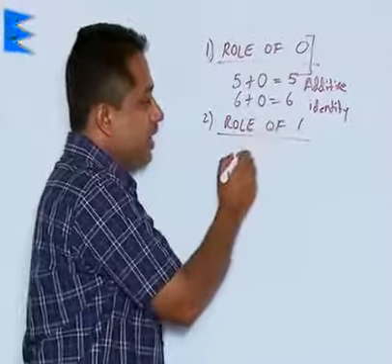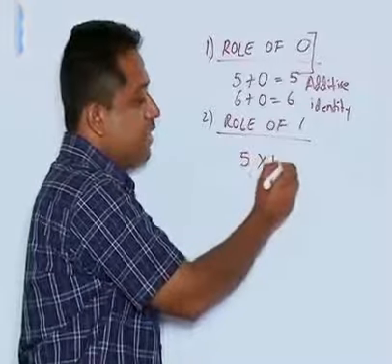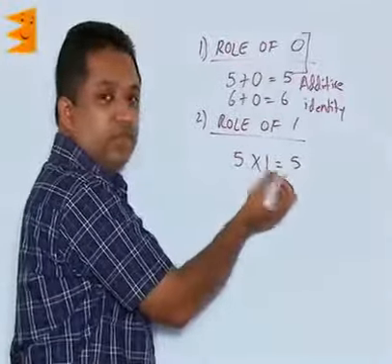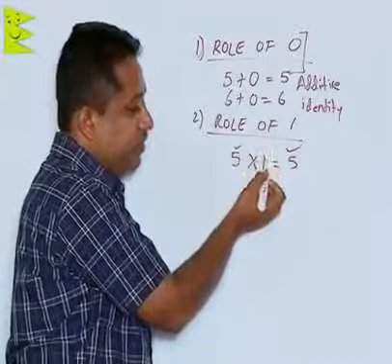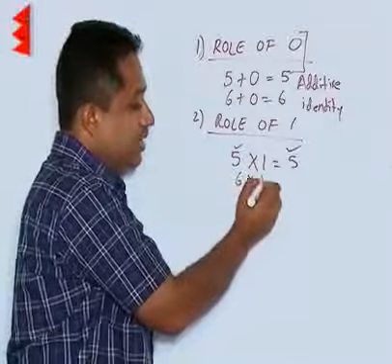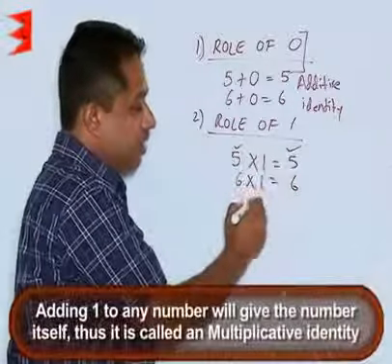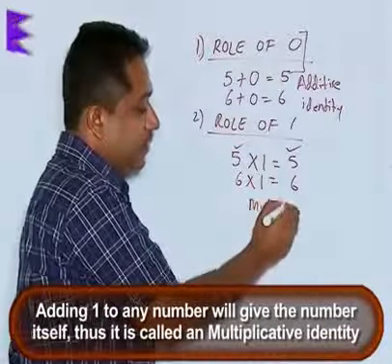But when we look at 1, if I multiply 1 with any number, then I get the number itself. 5 into 1 is 5. We are multiplying 5 with 1, we get the number. 6 into 1, we are getting the number. So 1 is called the multiplicative identity.